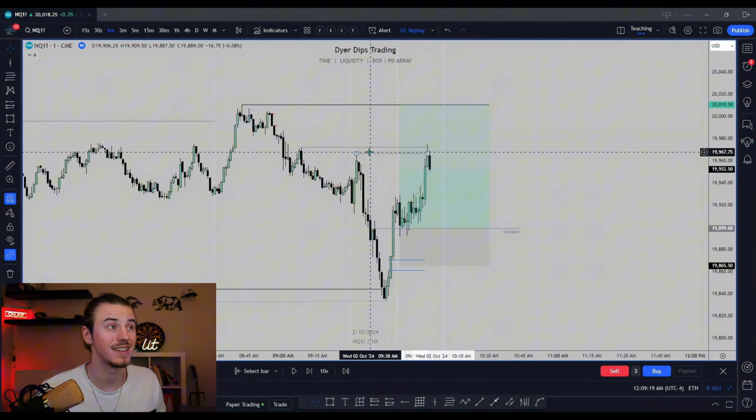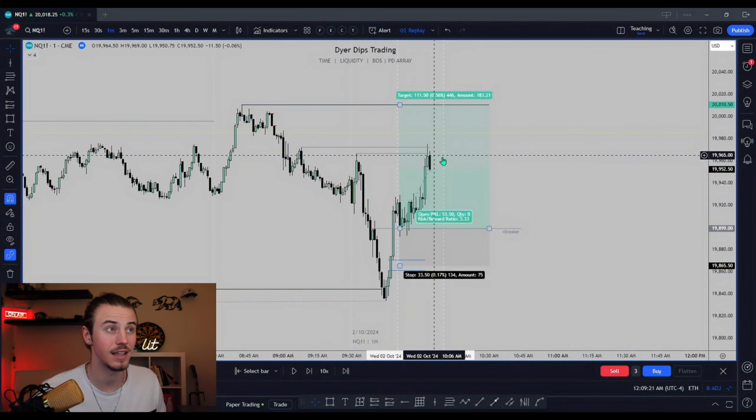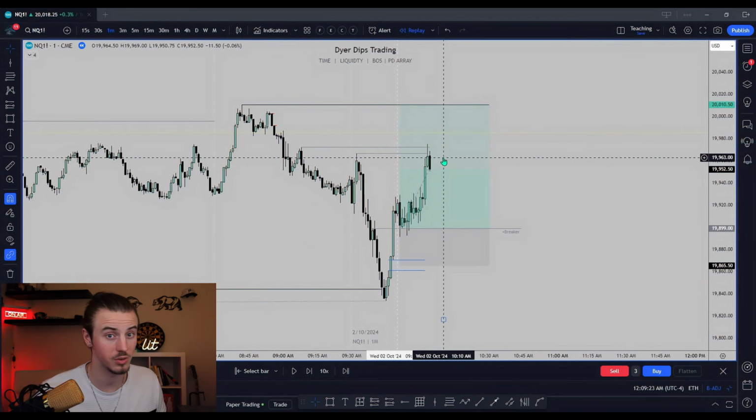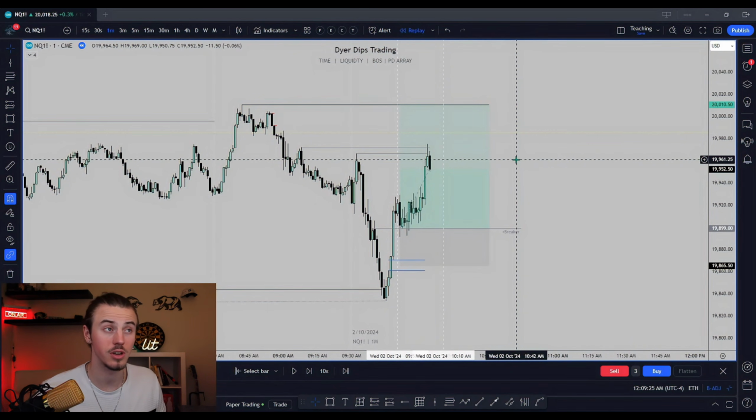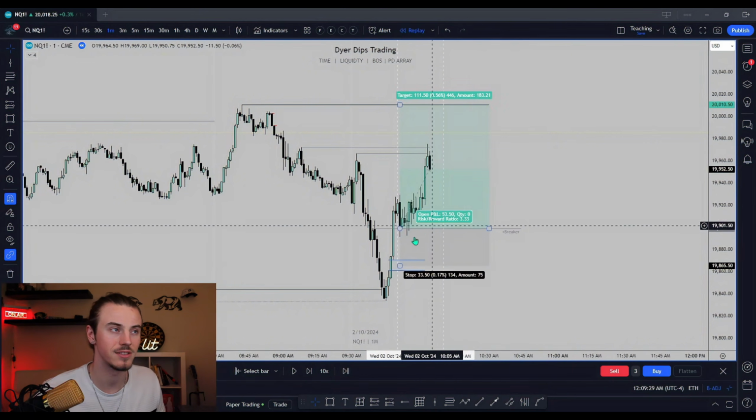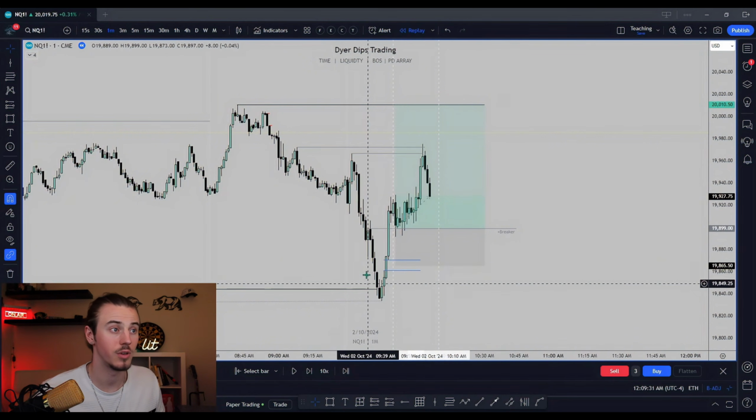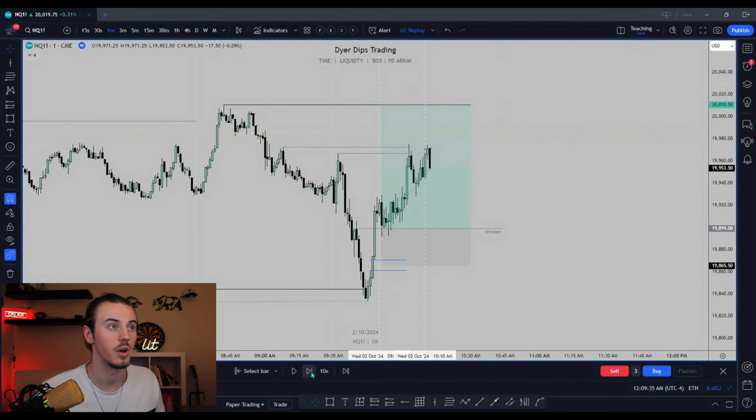So you can see price is now taken out buy side liquidity inside this macro. It's exactly what you want to see price do, right? Price during macros is going to rebalance inefficiencies or run liquidity. We've already ran some liquidity here. So if you wanted to move to break even, you could, but we'll just leave full risk on here. Let's just go ahead and keep playing this out.